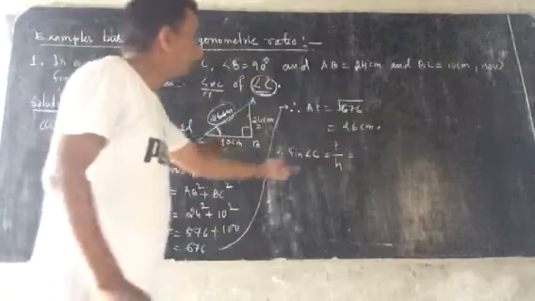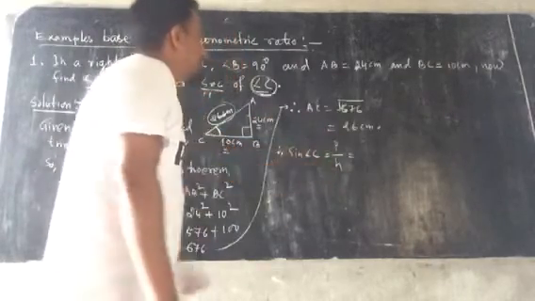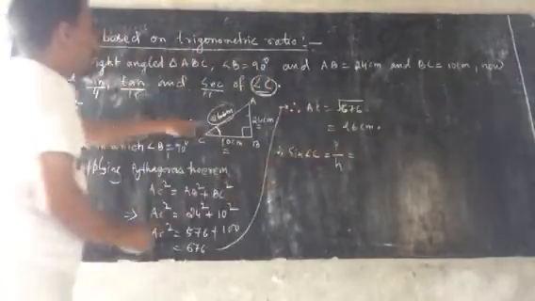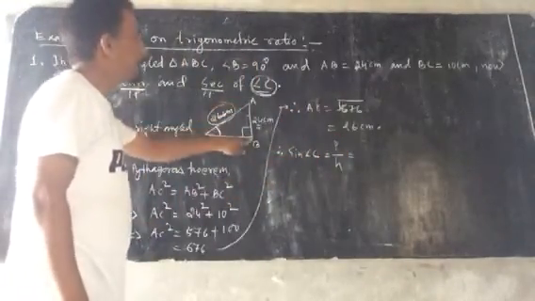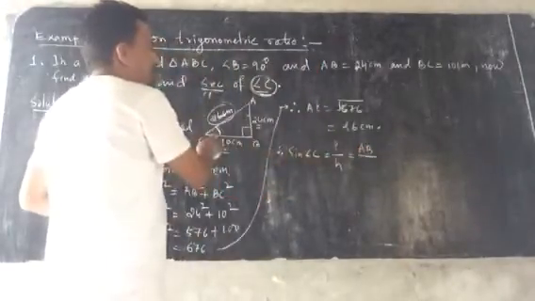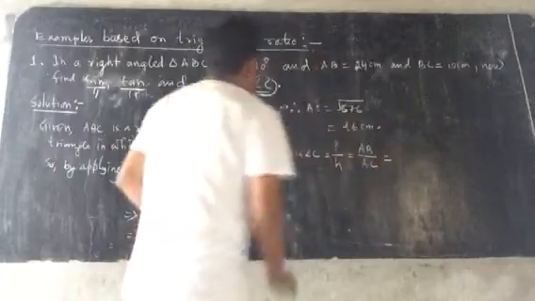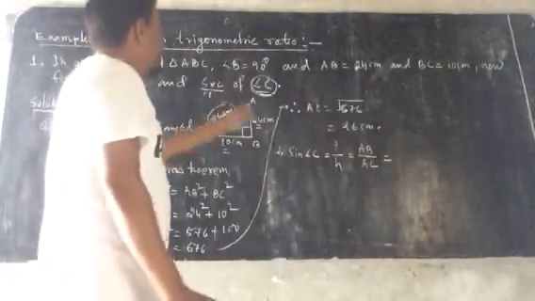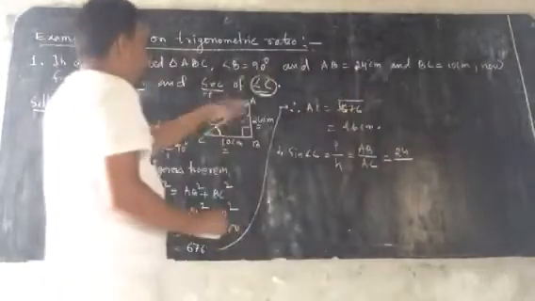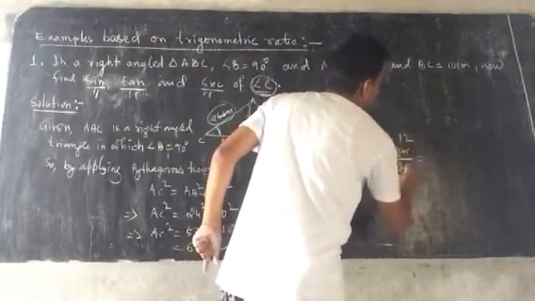Now after writing P by H, you have to find which is P. For angle C, which side is P? AB. And for angle C, which side is H? AC. Now substitute the values: AB is 24 and the value of AC is 26. If you cancel it, it is 12 by 13.